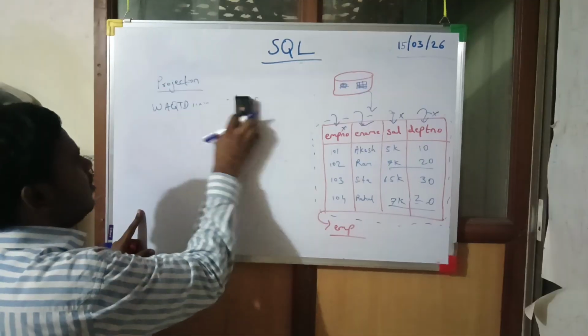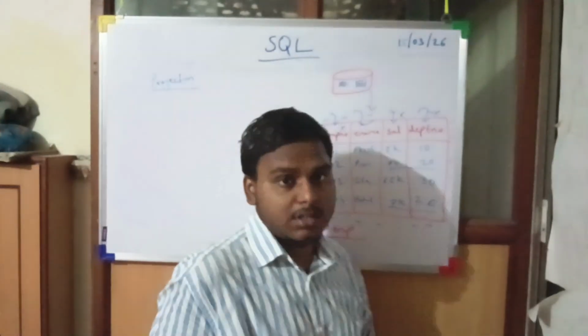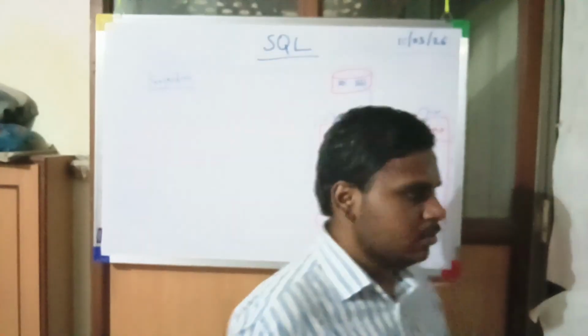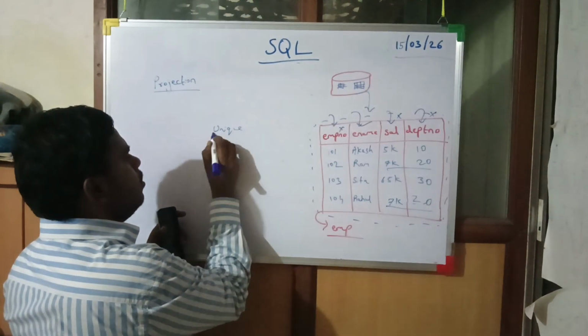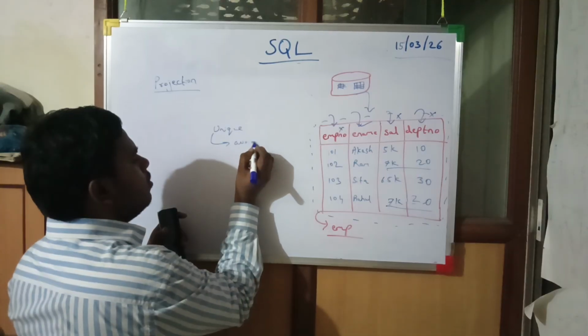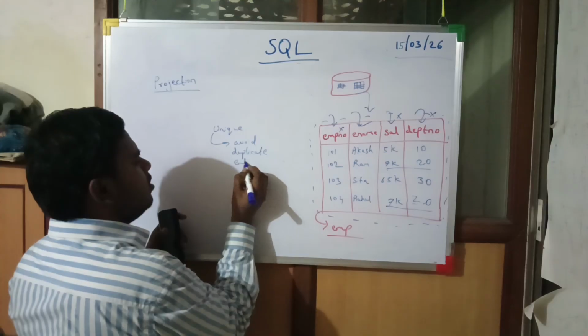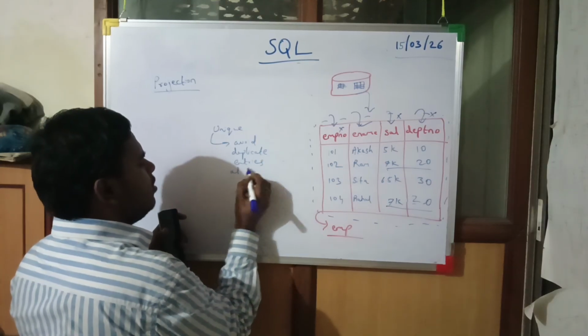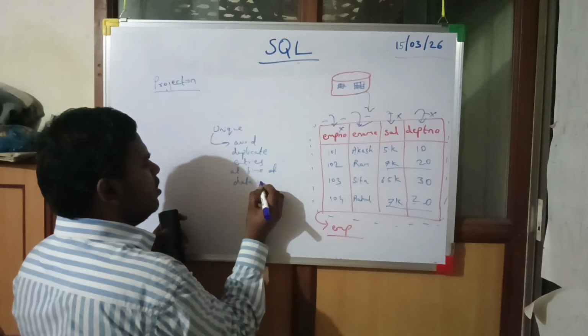Sir, you didn't tell about the difference between unique and distinct. Okay, so the difference is: unique is a constraint, distinct is a clause. See, what was the role of unique? Unique avoids duplicate entry at the time of data insertion.